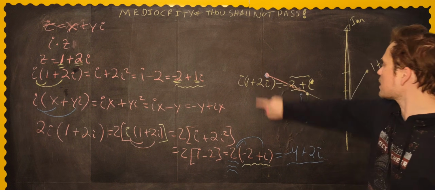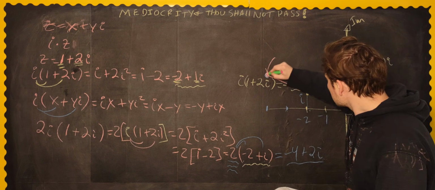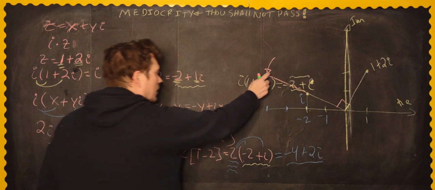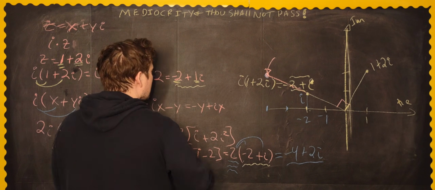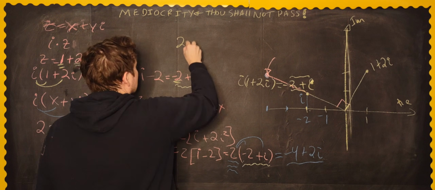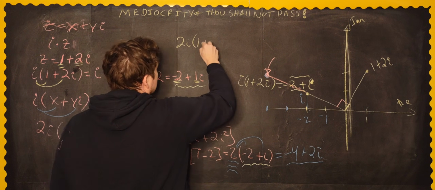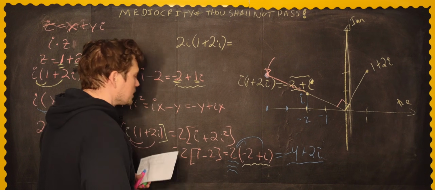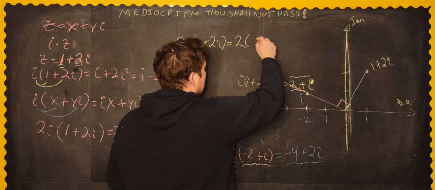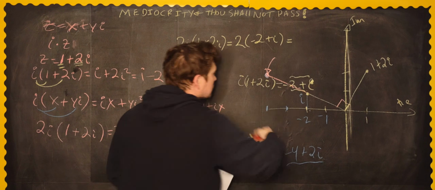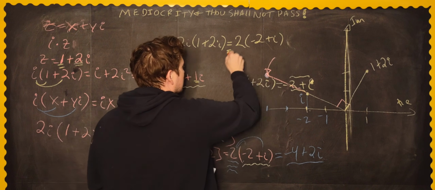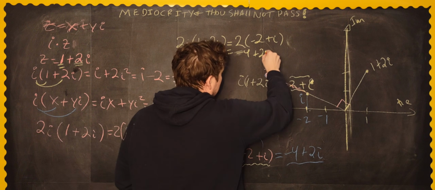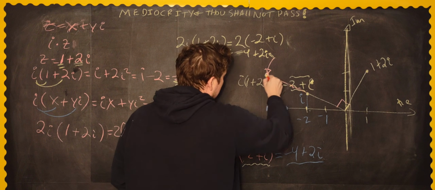So now this number right here, let me write down all the steps that were required to generate it. That number was the following. It was 2I times 1 plus 2I, like this. It was that, which is equivalent to doing 2 times negative 2 plus I, which is lastly equivalent to doing negative 4 plus 2I right here. So that's what this number right here is.